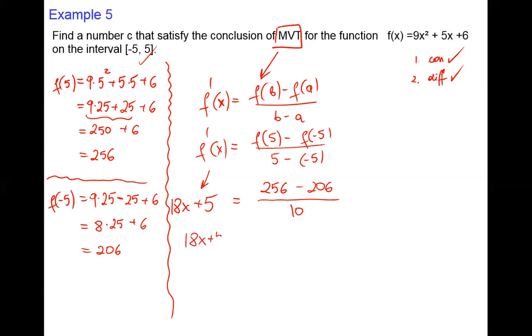We have 18x plus 5. Let me write a line, everything. And what's the number on the right-hand side? 50 over 10, 5. Thank you, Raya. And then subtracting 5 from both sides, we're getting 0. No good.